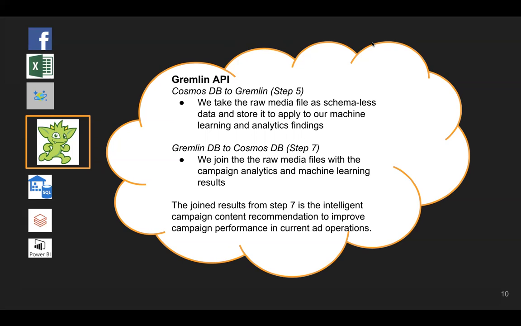Inputs will be raw media files, unstructured, and schema-less data. And for output, in step 5, schema-less data that contains raw media files indexed in JSON format. After that, in step 7, joins table data of intelligent content recommendations to improve campaign performance in current ad operations and campaign data.